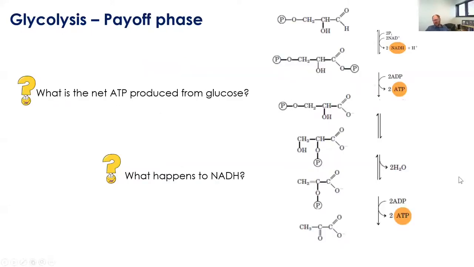Okay, now we're into the payoff phase. We've put 2 ATP into making these molecules, and we've now got our glyceraldehyde 3-phosphate, and now we're ready to progress through each of the next steps of the payoff phase. The payoff phase here, as you'll see, produces 2 ATP here and 2 ATP here, and produces 2 NADHs. So the net production out of glycolysis will be 2 NADHs and 2 ATPs, because we lost 2 ATP that went into forming the original molecule.